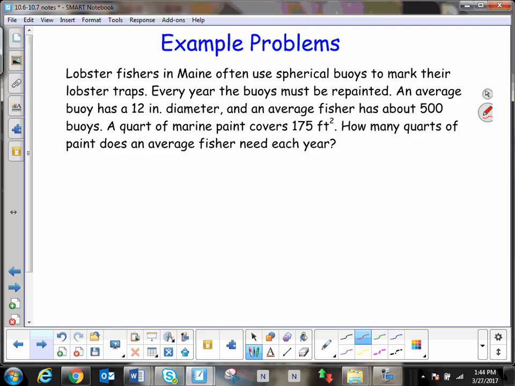Word problem. Again, I know you struggle with word problems because they involve a lot of reading. It says, lobster fishermen in Maine often use a spherical buoy to mark their lobster traps. Every year, the buoys must be repainted. An average buoy has a 12-inch diameter, and an average fisherman has about 500 buoys. A quart of marine paint covers 175 square feet. How many quarts of paint does the average fisherman need each year?